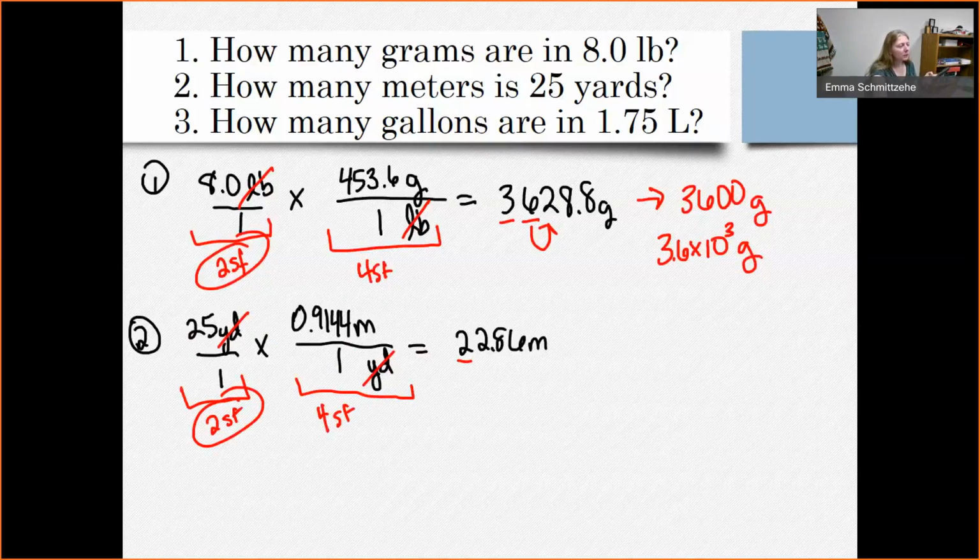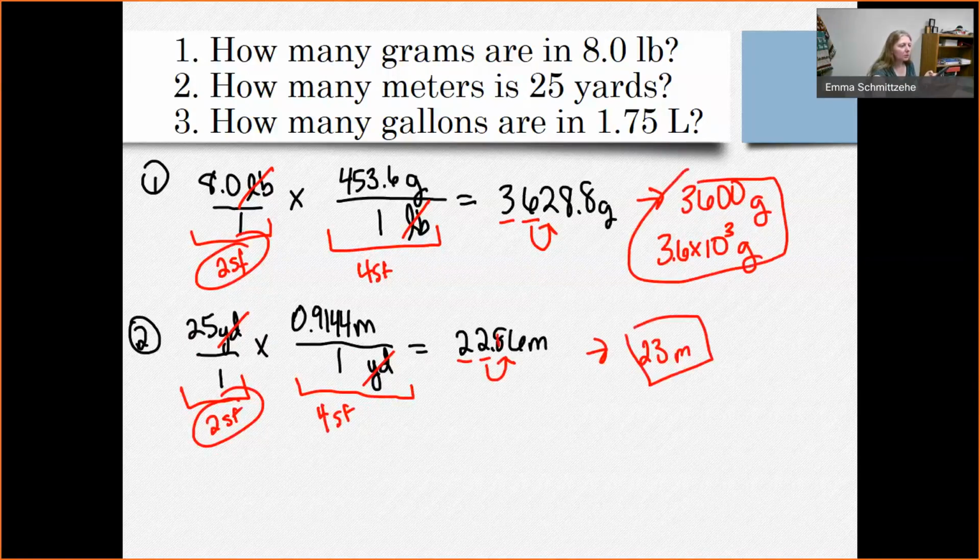So the 2 is significant. I look to the right. I have an 8. So, oops, the 2 is going to round up. Okay, so that gives me 23 meters as my answer. Okay. So here, this is the answer. That's the answer. Okay, to the appropriate number of significant figures. Okay, now let's do another one.